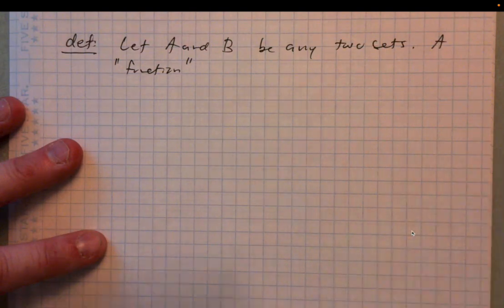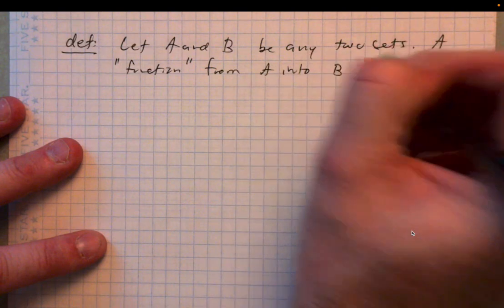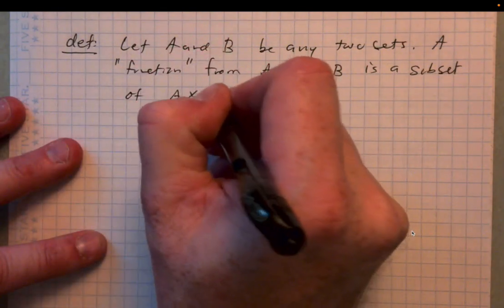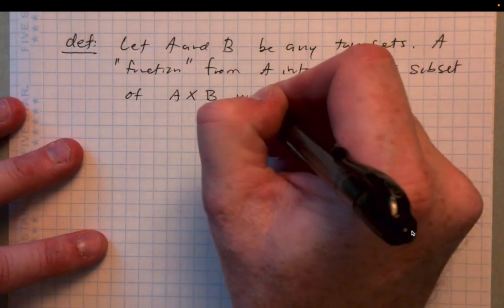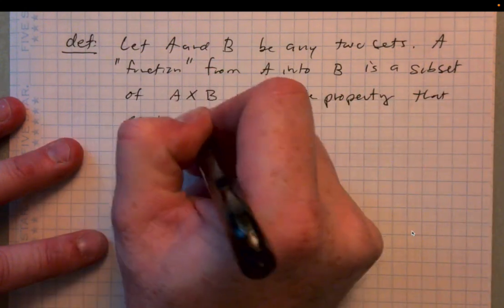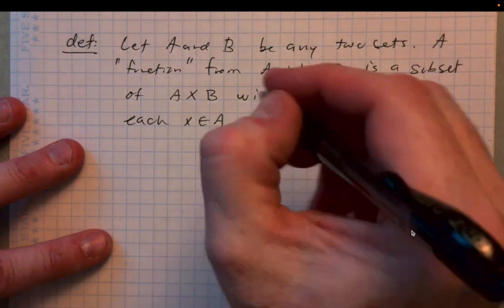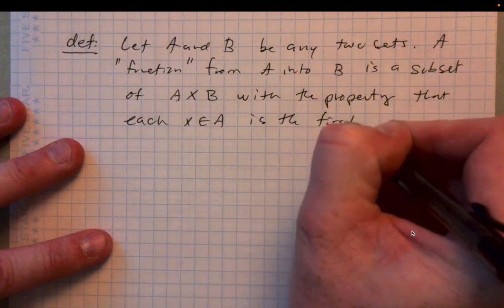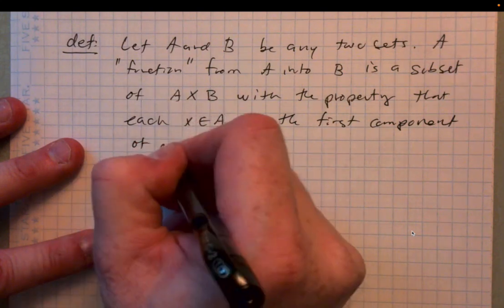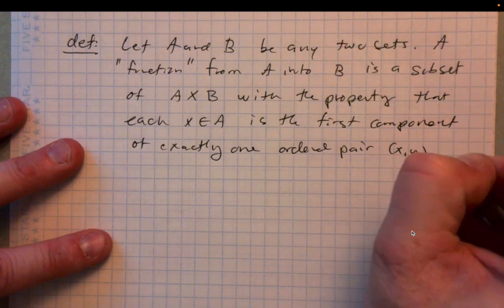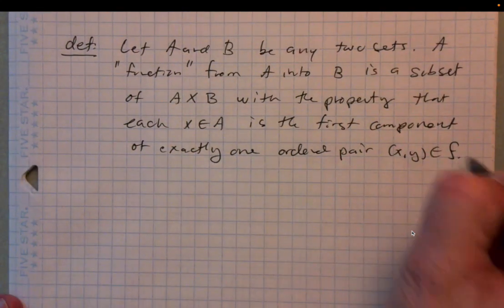Let A and B be any two sets. Then a function from A into B is going to be defined as a subset of A cross B, the Cartesian product of A and B. So it's a subset of A cross B with the property that each x in A, right, so everything in the set A, is the first component of exactly one ordered pair (x, y) in F, okay? Right, so that's the basic definition.